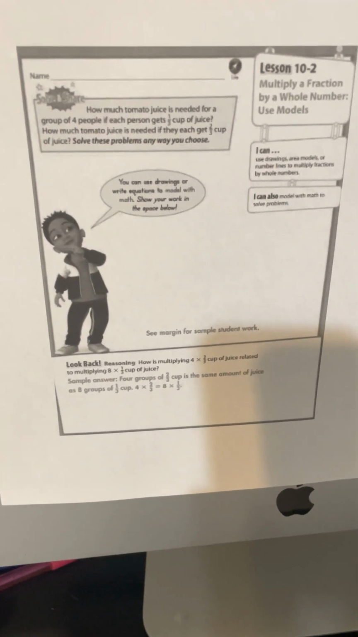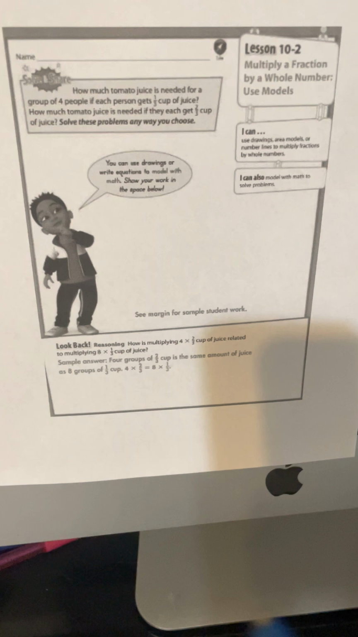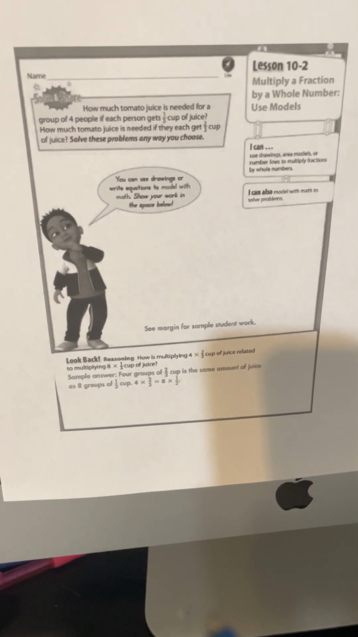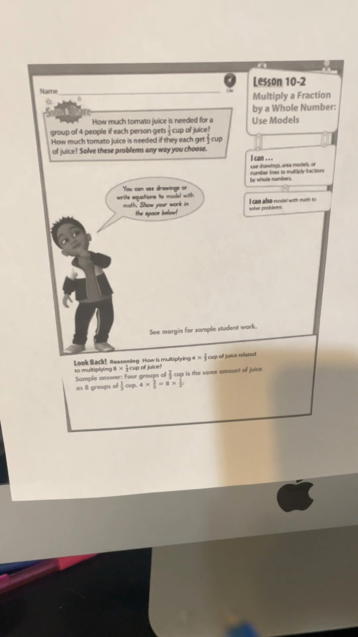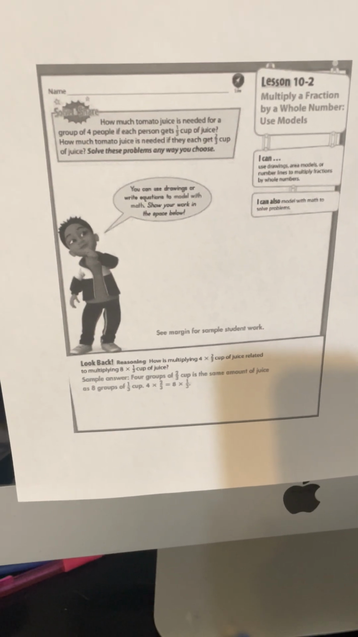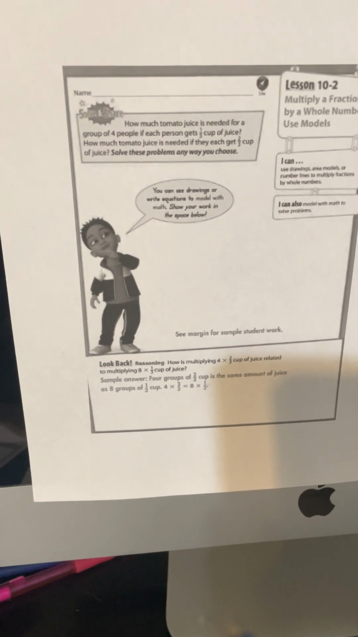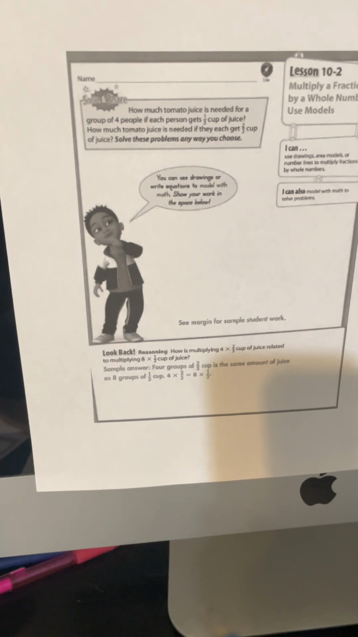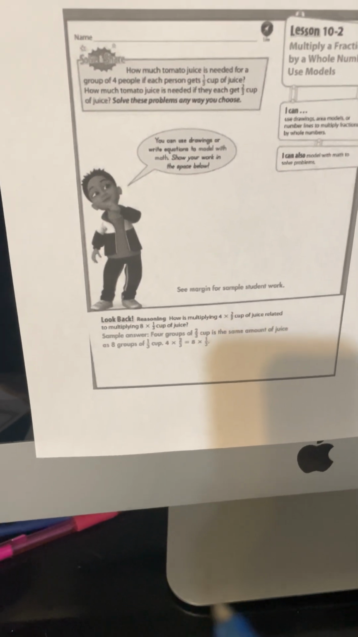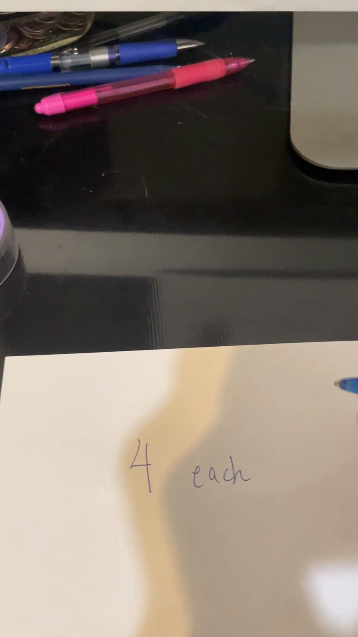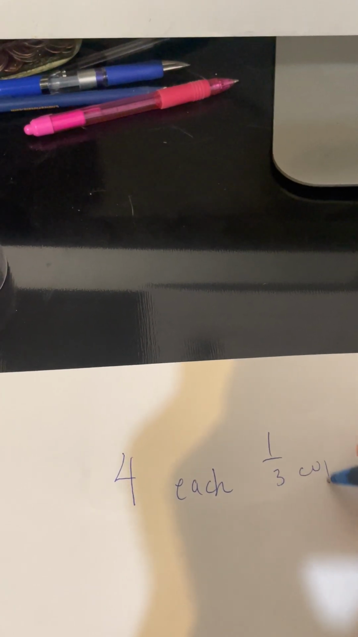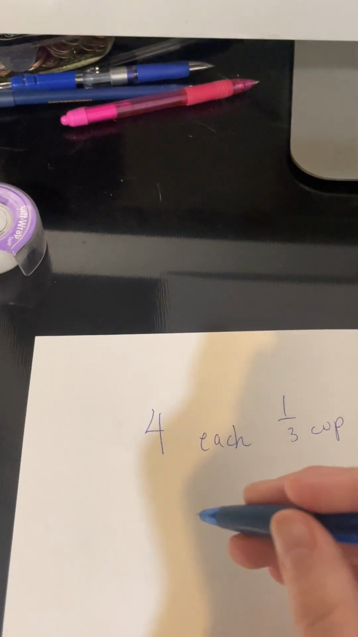So the first question, how much tomato juice is needed for a group of 4 people if each person gets 1/3 cup of juice? So 4 people, if each, meaning every single one, gets 1/3 of juice, how much tomato juice would be needed? First of all, gross, because it's tomato juice. But if you have 4 people and each get 1/3 cup of juice, how can we find that out?